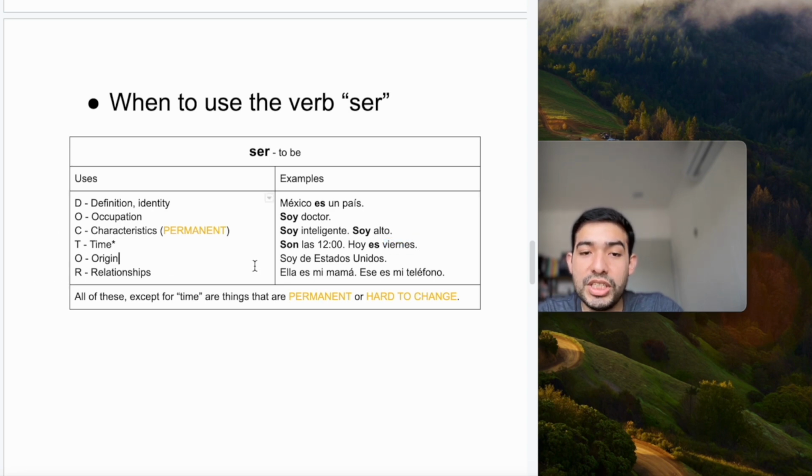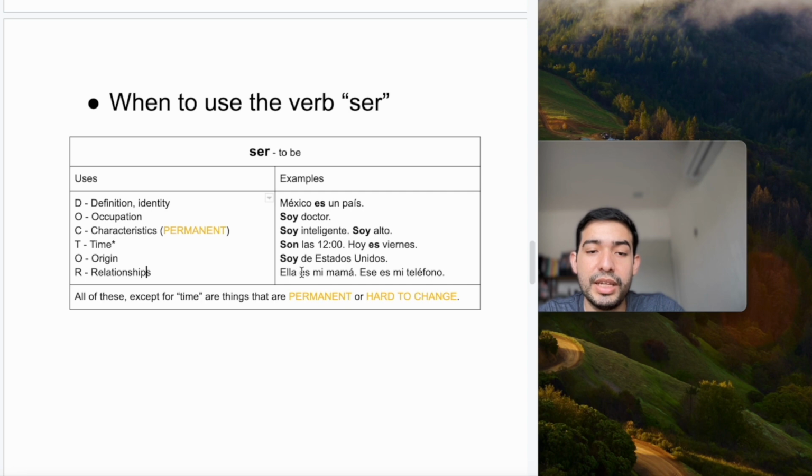O for origin, for example, soy de Estados Unidos. That means I am from the United States, right? I am from the United States. You can say soy de plus the name of a country, like soy de Canadá, soy de Italia, soy de México.